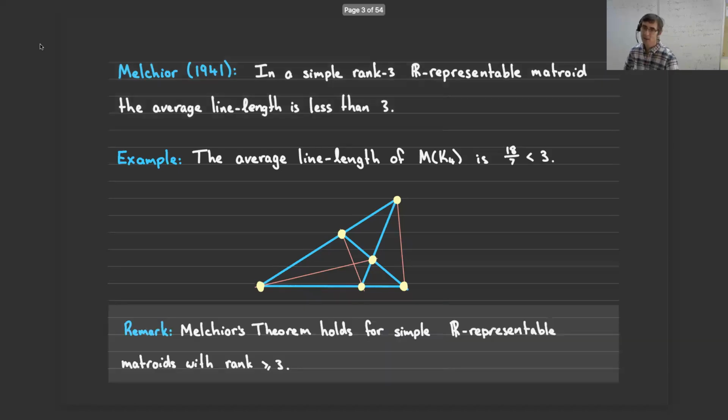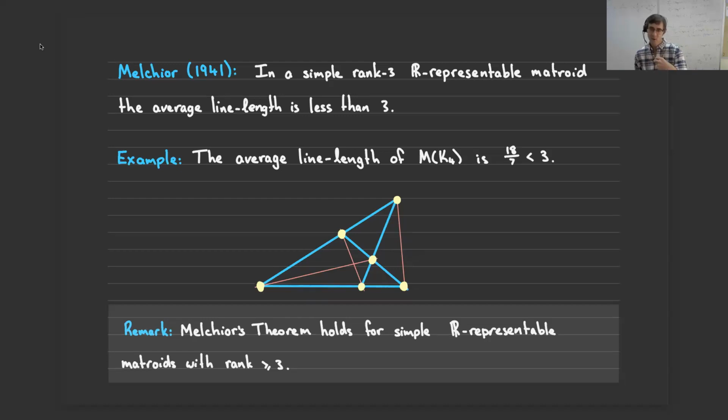Now, while Melchior's result is stated for rank 3 matroids, it of course applies to matroids of rank at least 3 because you can truncate from high rank down to rank 3, keeping the same set of lines. And when you truncate, you preserve real representability. It's just projection. And the same thing will hold for the other results that I talk about later. When I talk about a specific rank, you should think about that also applies in higher rank.